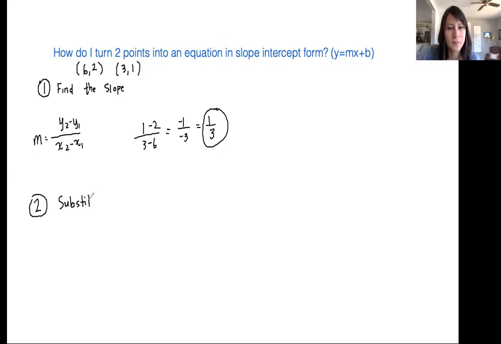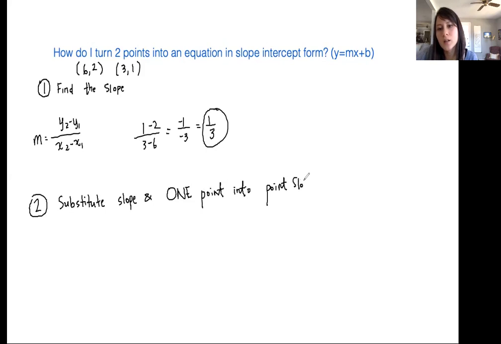Substitute the slope and 1 point into point slope form. In point slope form, remember it is y minus y1 equals m times x minus x1. That's point slope form, remember?